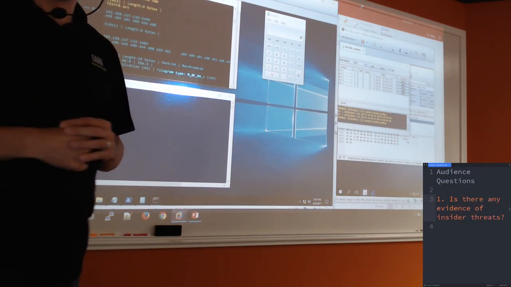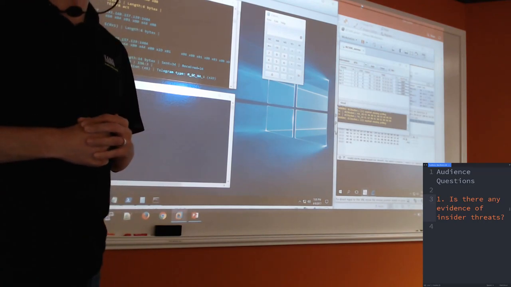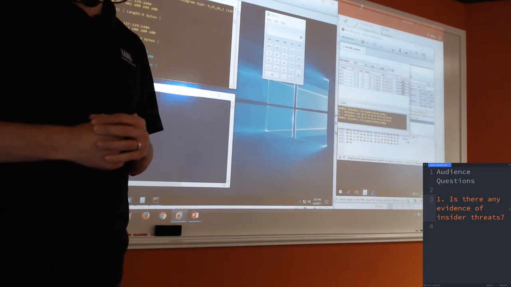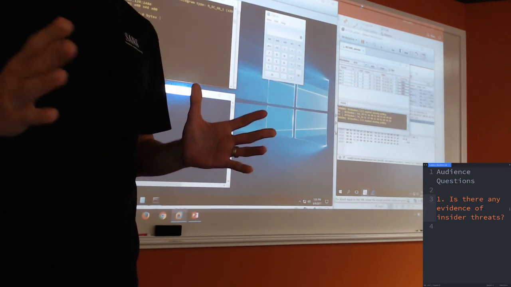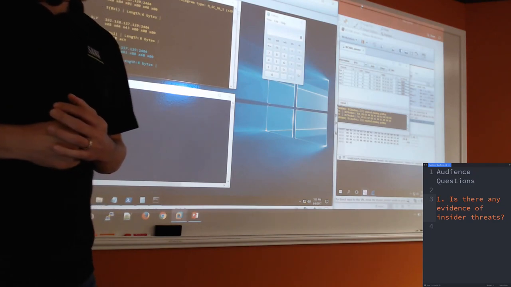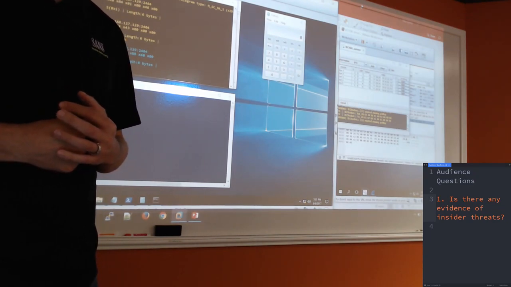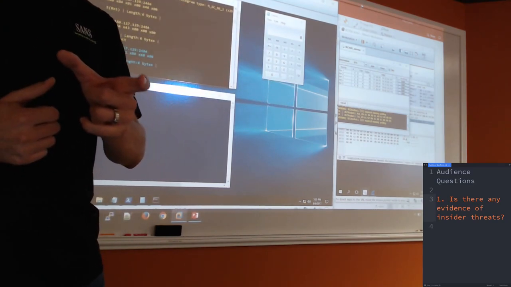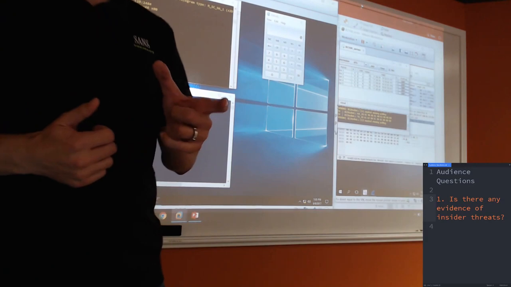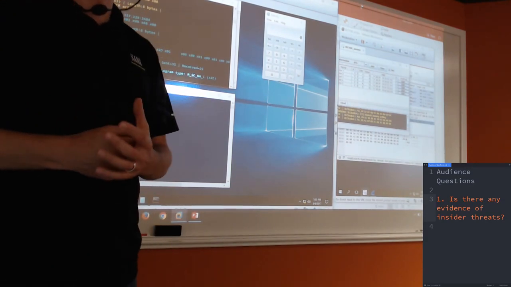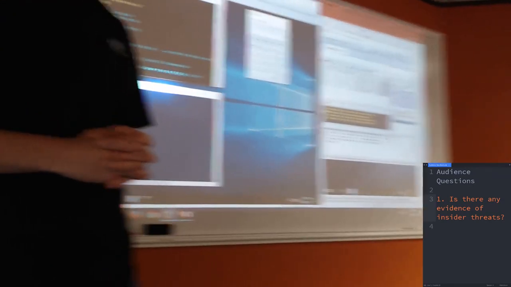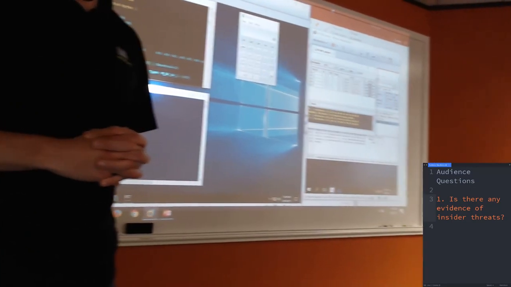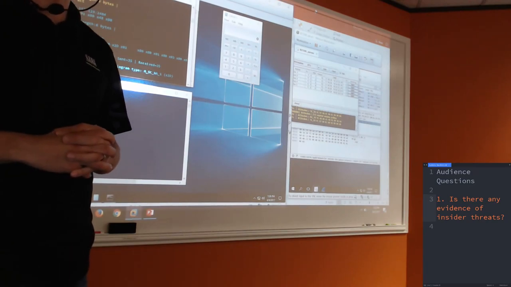The question was, is there any evidence of insiders? Again, we're not sure, because we would need the initial analysis to know that. It's tricky now because if the same group in 2015 did it in 2016, that means they've been there at least two years. Chances are they've been there much longer, and they have the advantage of probably knowing the network better than a lot of the people at the site.